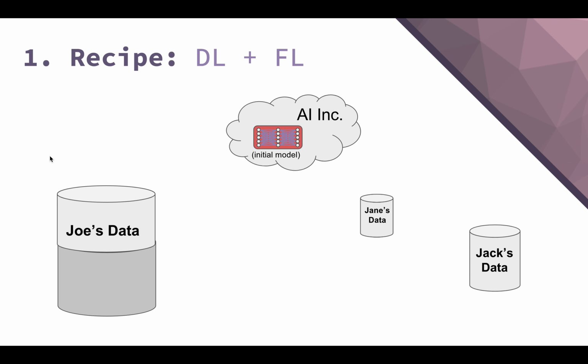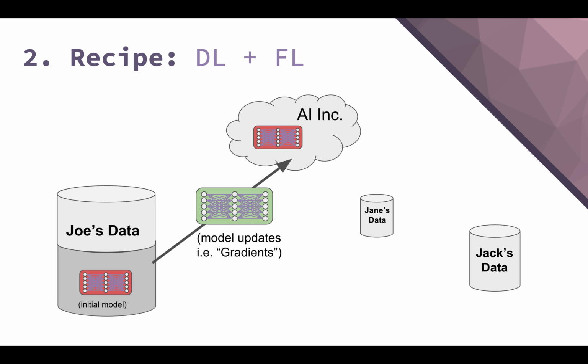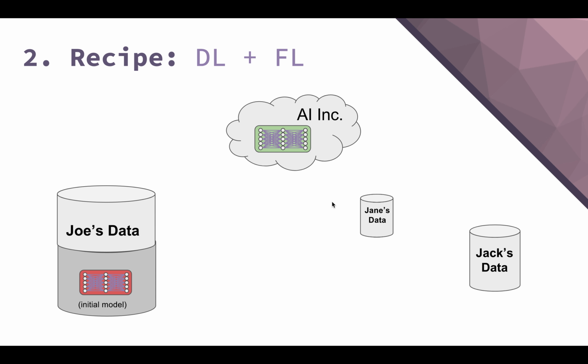So recipe one, we're going to apply deep learning with federated learning. Inside of AI Inc.'s cloud, they will initialize a model. The initialized model will be sent down to Joe. Joe will receive this and train the model. The model will be uploaded to AI Inc., and this will be the gradients, so the tweaked values inside of this neural network. The model gets a little bit smarter.